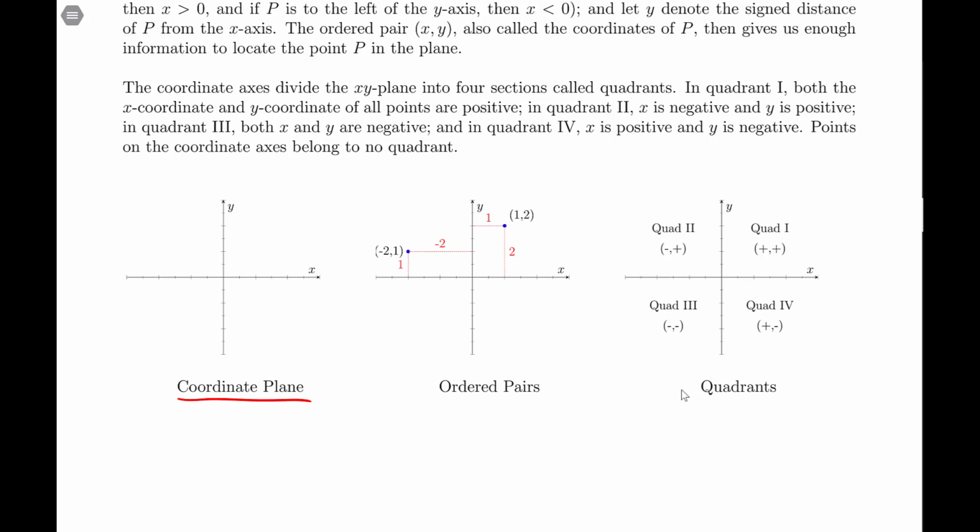And then on the right-hand side, the coordinate plane is divided up into 4 quadrants. Quadrant 1 is the top right, and X and Y are both positive. Quadrant 2 is the top left, and the X is negative, Y is positive. Quadrant 3 is the bottom left, where X and Y are both negative. And then Quadrant 4 is the bottom right, where X is positive and Y is negative.